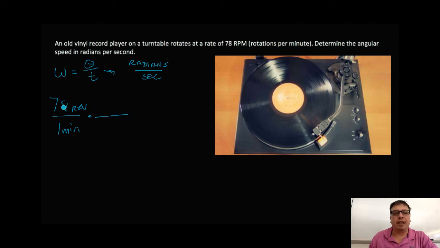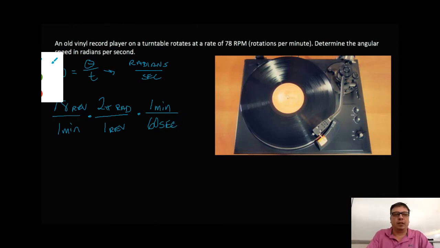So that means we have to have a conversion where one revolution is written in terms of radians. Well, one revolution, if I go all the way around the circle, is 2 pi radians. So here's our first conversion, 2 pi radians. And then we have to get rid of minutes, and we want our denominator to be seconds. So 1 minute, we'll get rid of this minute, and that's going to be 60 seconds.